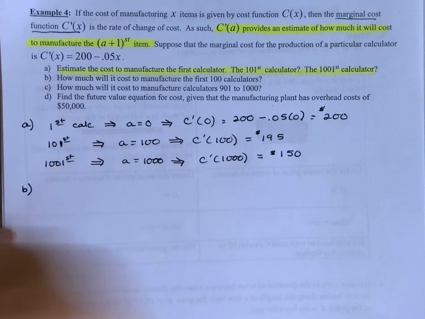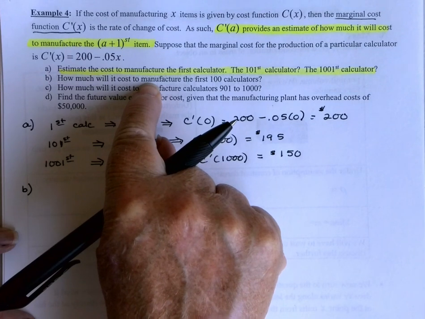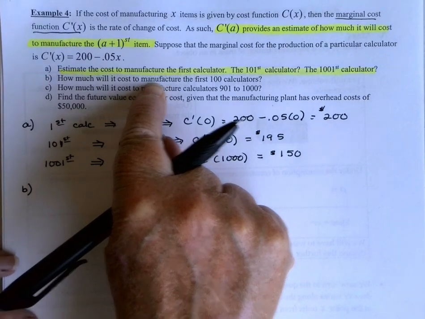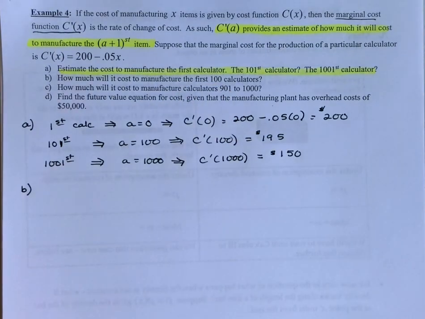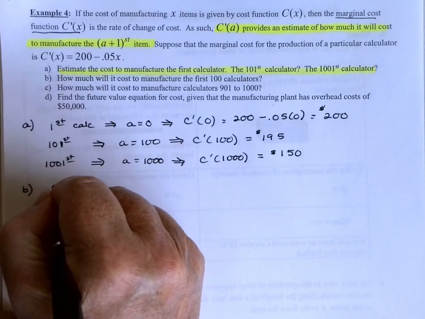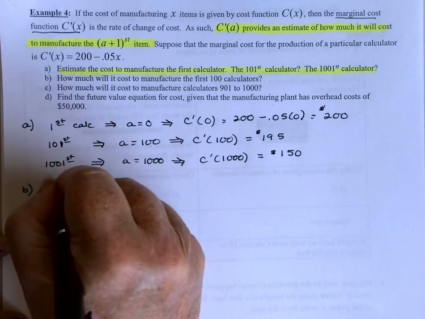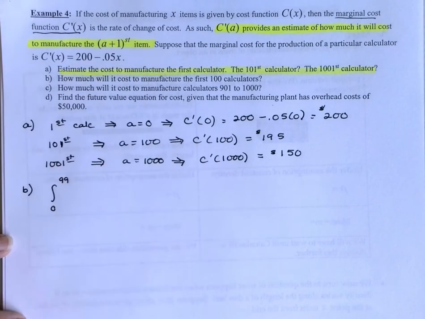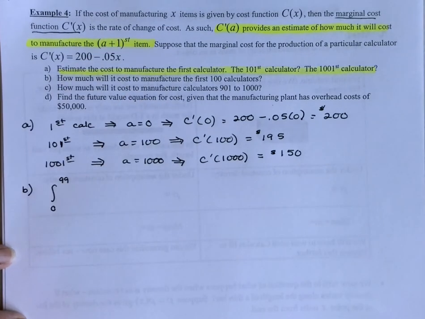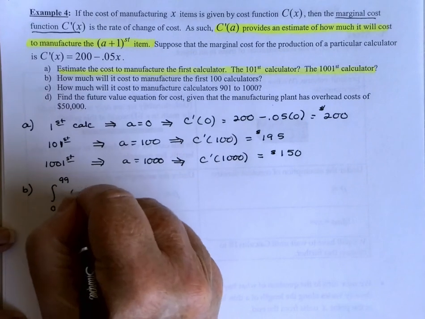Part B. I now want to not talk about the manufacture cost for a single calculator, but the whole group, all of the first 100 calculators. How much is it going to cost? And again, I really don't want to figure out how much for the first, how much for the second, how much for the third, and add them up. Instead, a much more efficient way to go would be to integrate from 0 to 99. Again, 99 plus 1 would give us that 100th calculator. We'll integrate our C prime.